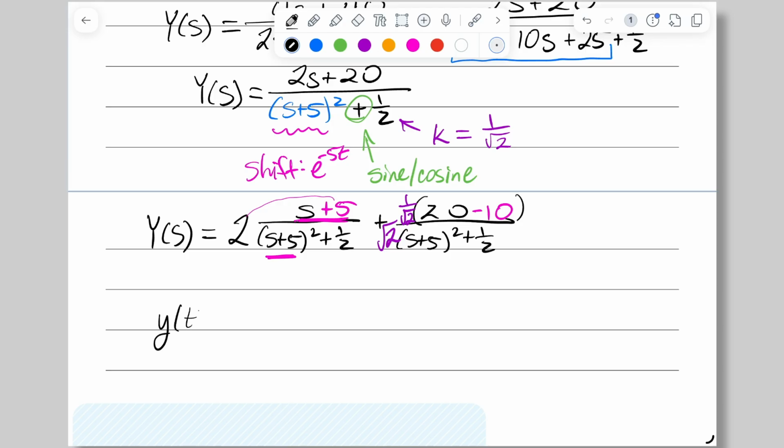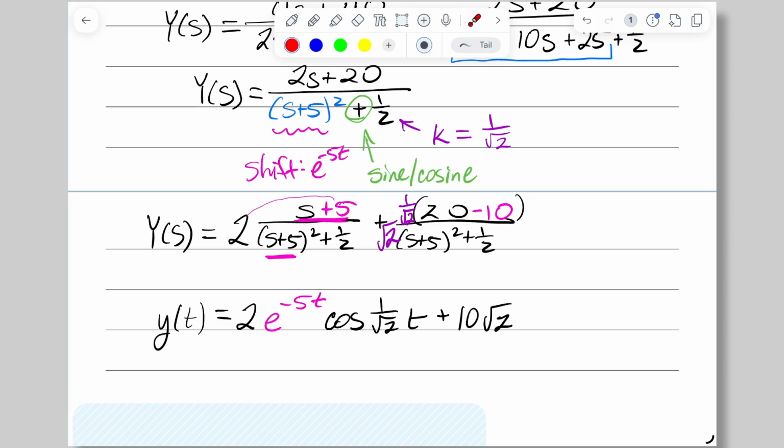We're ready to write the answer here, folks. y of t is equal to 2 e to the negative 5t for the shift times the cosine of 1 over the square root of 2 t, plus, it should be 10 times the square root of 2. I almost lost that 20 minus 10 in the numerator. e to the negative 5t times the sine of 1 over the square root of 2 t.